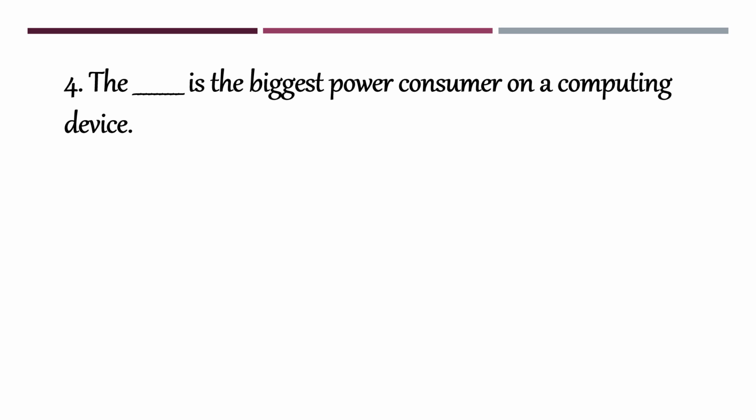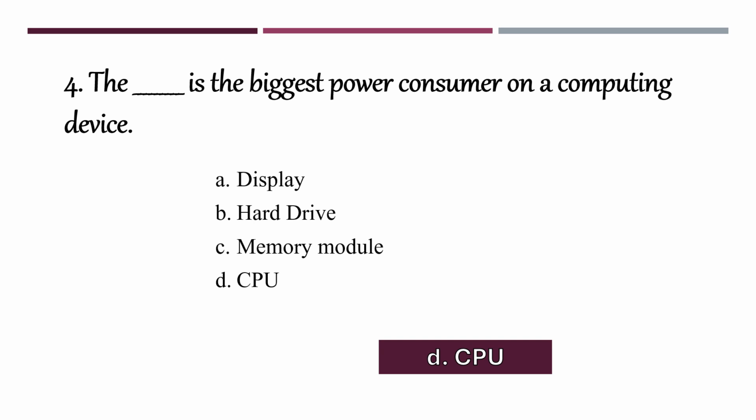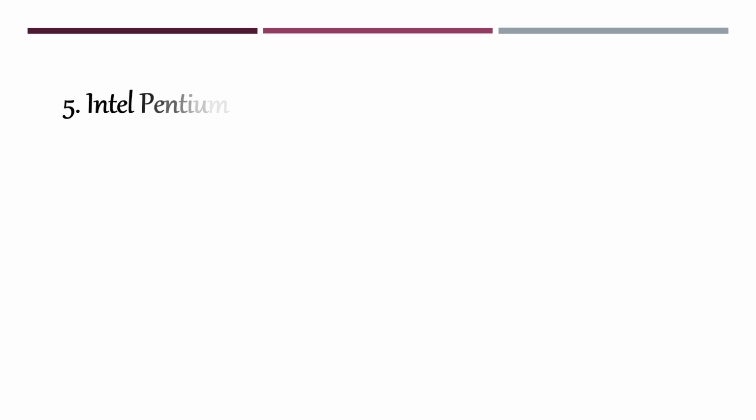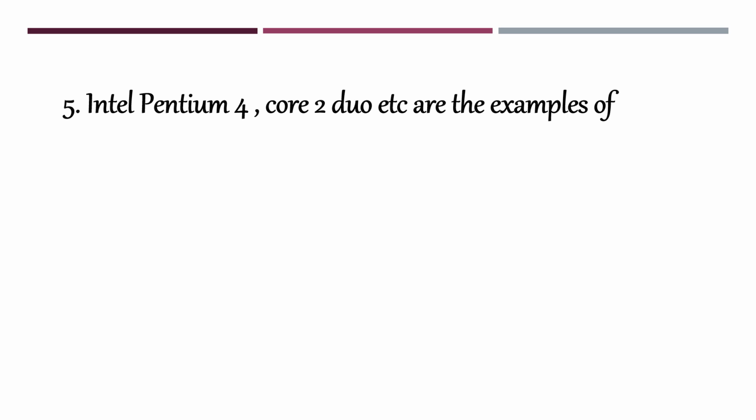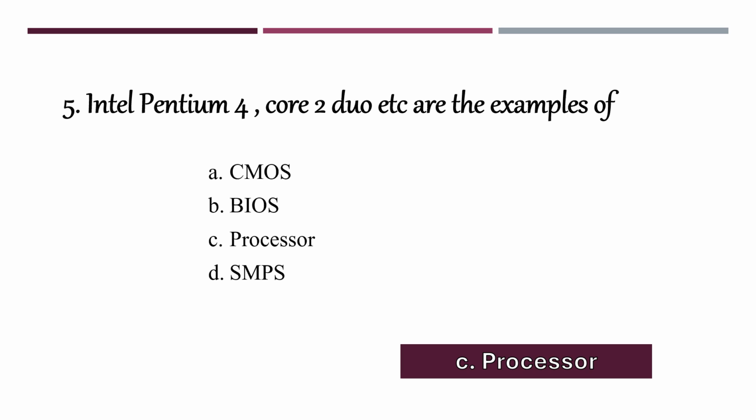The dash is the biggest power consumer on a computing device. CPU. Intel Pentium 4, Core 2 Duo etc. are the examples of processor.